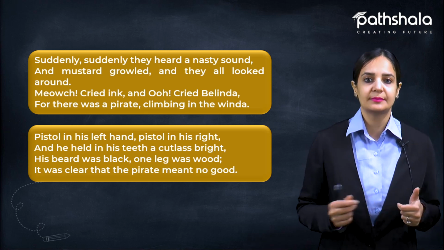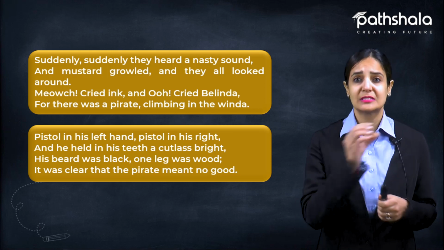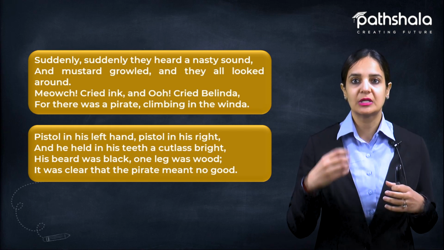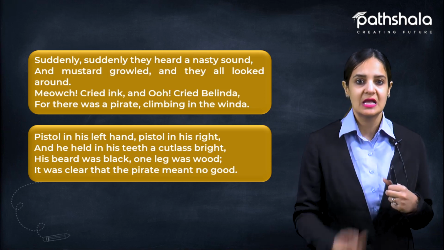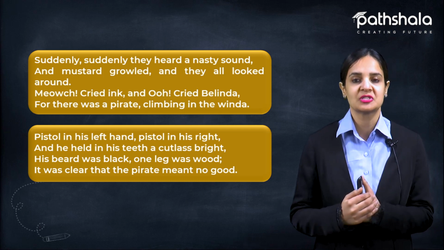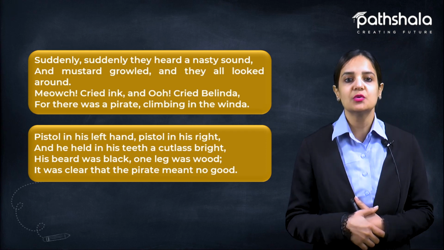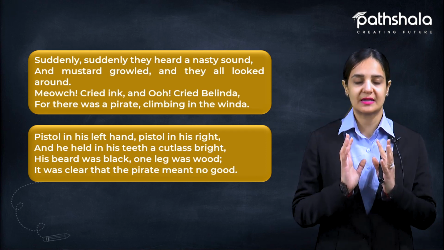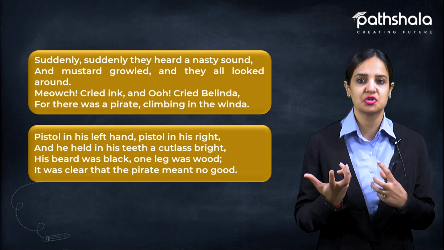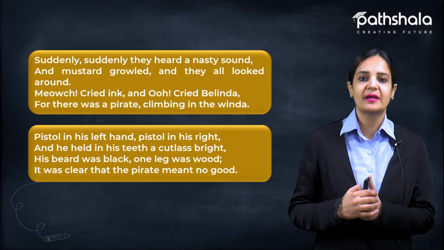Pistol in his left hand, pistol in his right, and he held in his teeth a cutlass bright. His teeth were very shiny, very bright, shining brightly with the cutlass. He was holding a pistol in both hands, which is a danger sign for the people in that house. His beard was black, a huge beard completely black in color, and one leg was wood. His one leg, which was artificial and made of wood, is itself very scary. It was clear that the pirate meant no good.